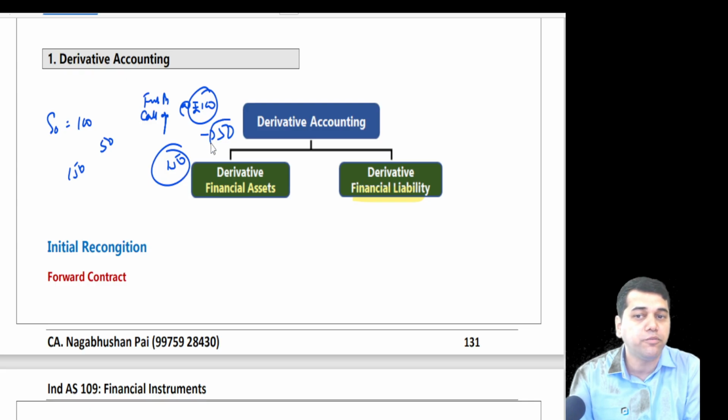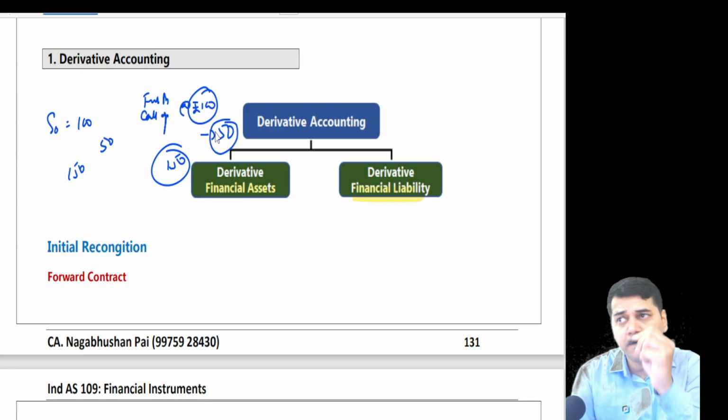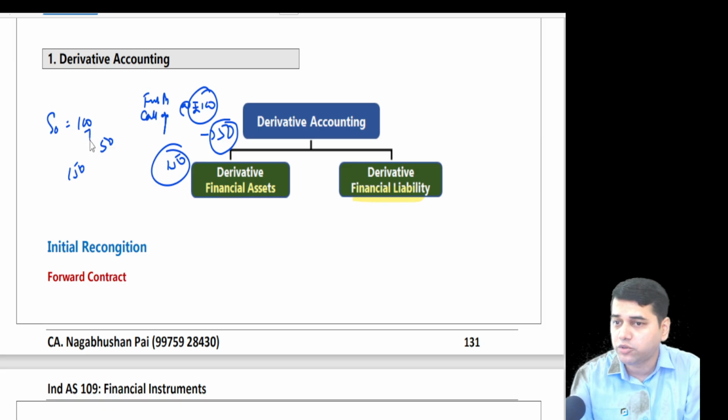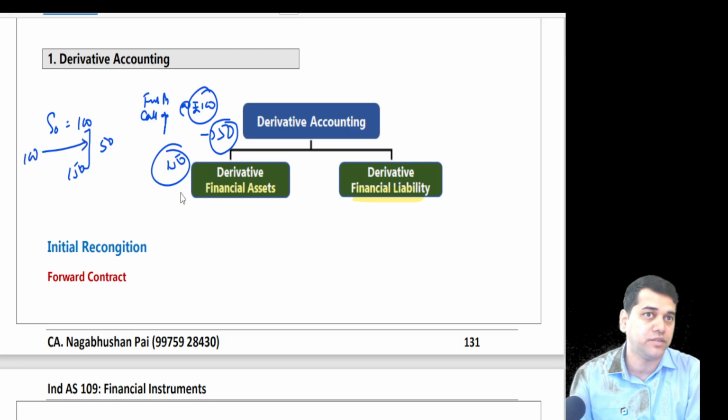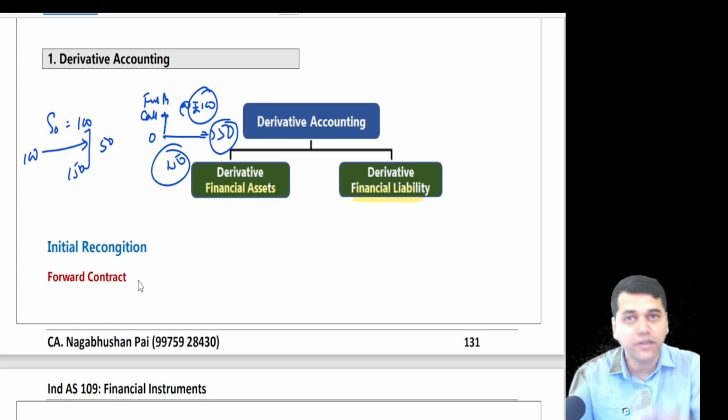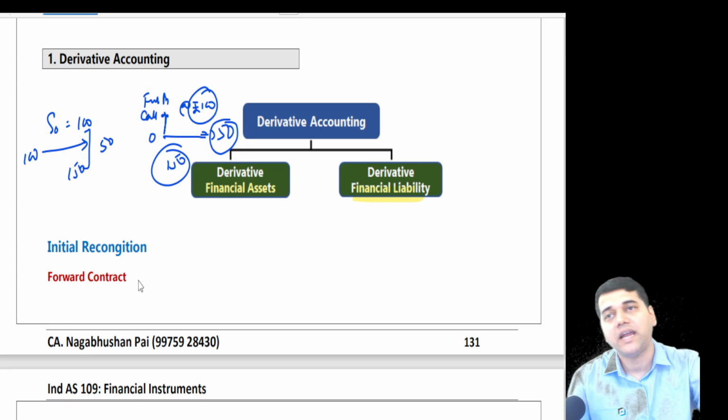How much profit did you make? 50 rupees. It is the same amount of profit you would have made today if you had invested right now. That means with a 100 rupees investment, you got 50 rupees in the cash market. In the derivative, with zero investment, you got 50 rupees. That's why it's called a derivative. And its settlement is going to happen in the future.